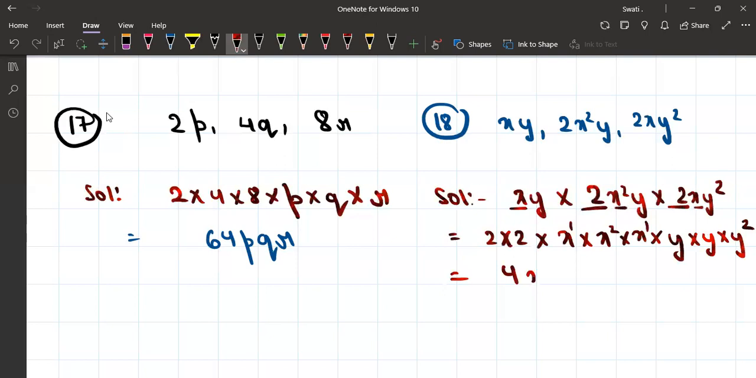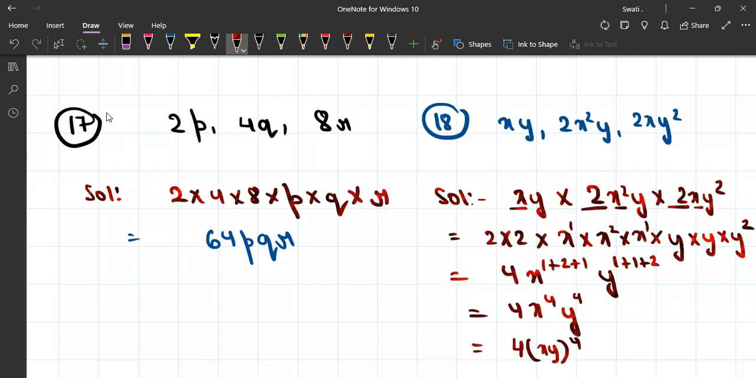So x raised to 1 plus 2 plus 1, and then y raised to 1 plus 1 plus 2. That is it. This is the answer. 4x raised to 2 plus 1, 3, 3 plus 1, 4, and y raised to 2 plus 1, 3, plus 1 is 4. So the answer is 4x raised to 4, y raised to 4. You can leave the answer here, or if you want, you can also write this answer as 4 times xy raised to the whole 4. This is also the same as the previous step.